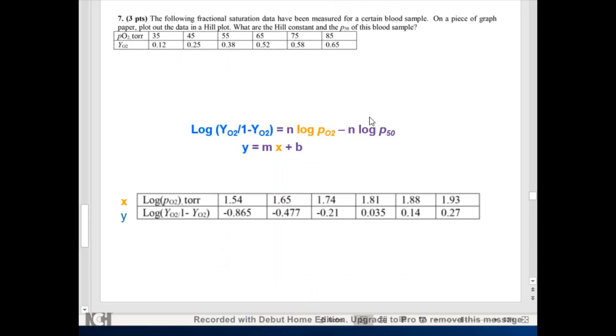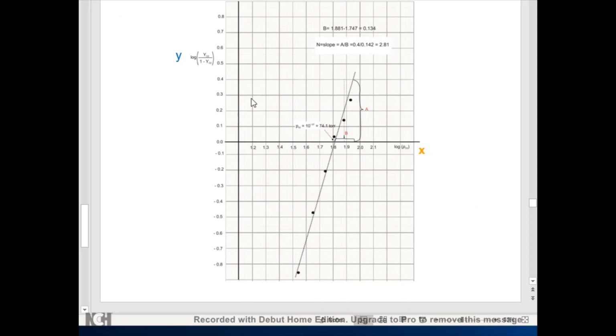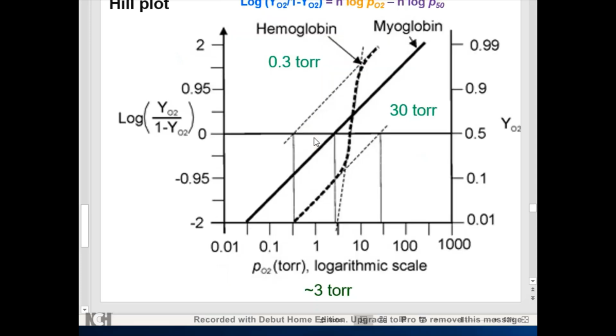Now the P50 value in general can be found as the intercept point with the y-axis, but it's far away, it's not convenient to determine this. That's why there is another, easier strategy. It's simply the intercept point of this line with the x-axis right here. So this is 74.1 torr. And let me explain why. I already explained it in the lecture, but just to reiterate the point.